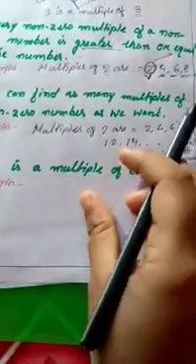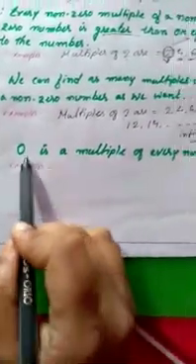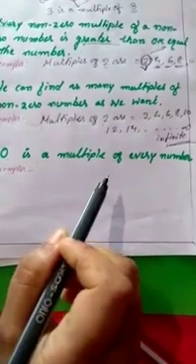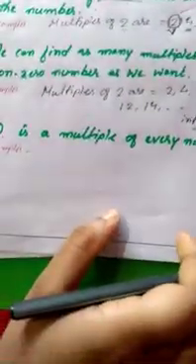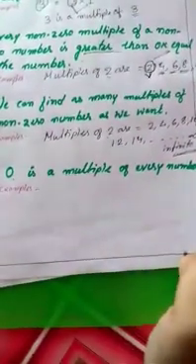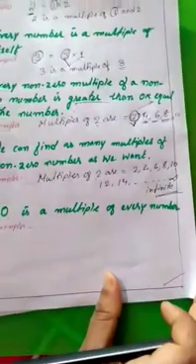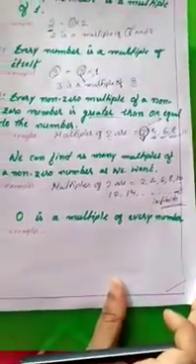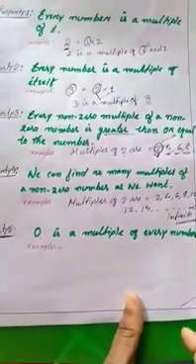Okay children, now see property 5: 0 is a multiple of every number. As you know, if you multiply 0 with any number, you will get 0 only. That's why it is a multiple of every number. Okay children, fine. So I hope this is clear to you now, what we mean by factors and multiples.